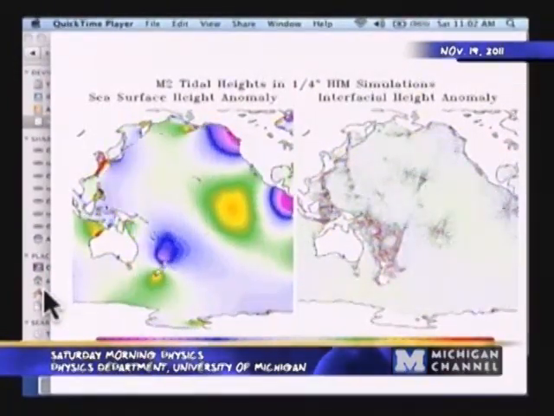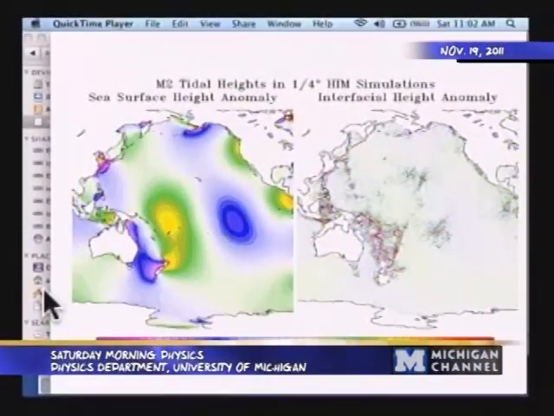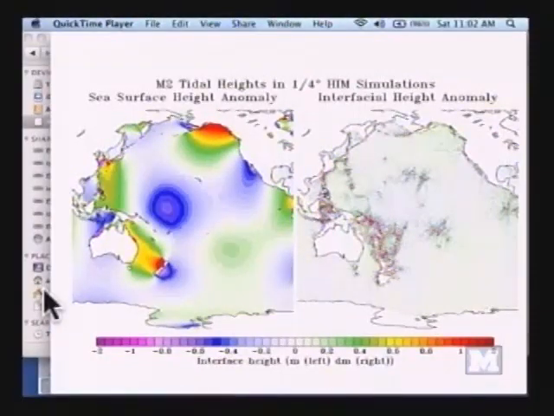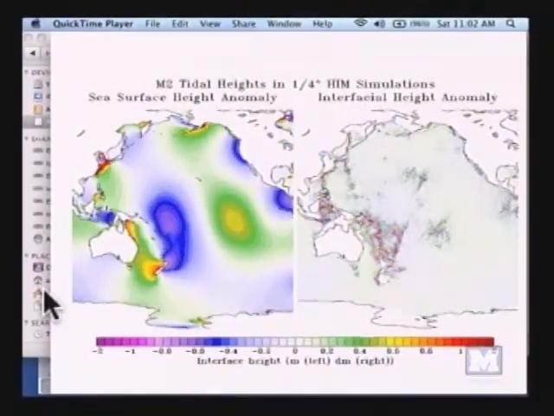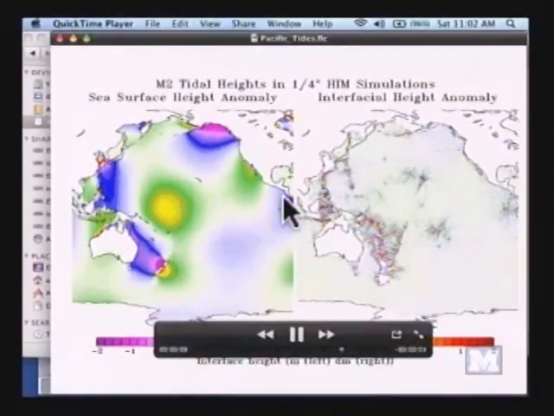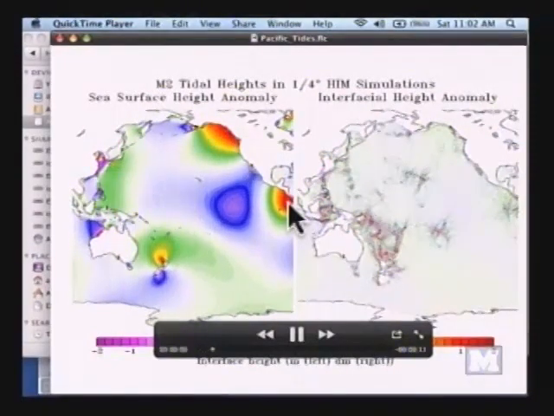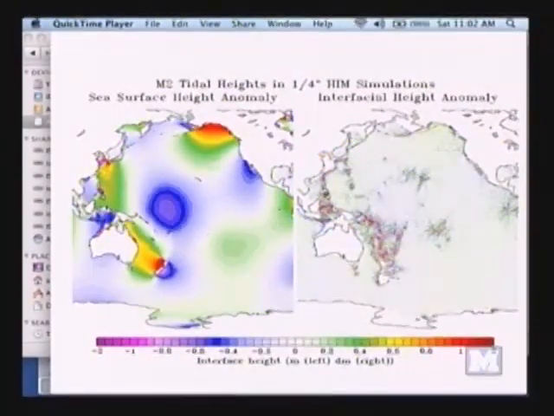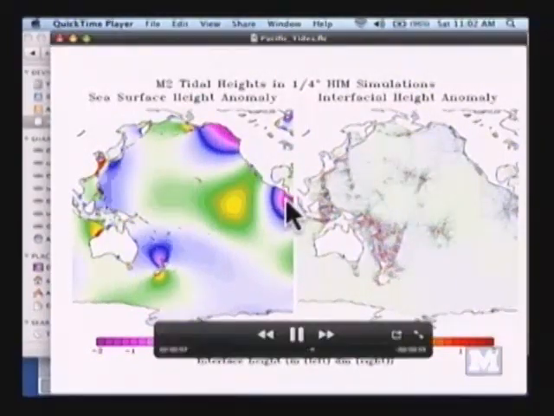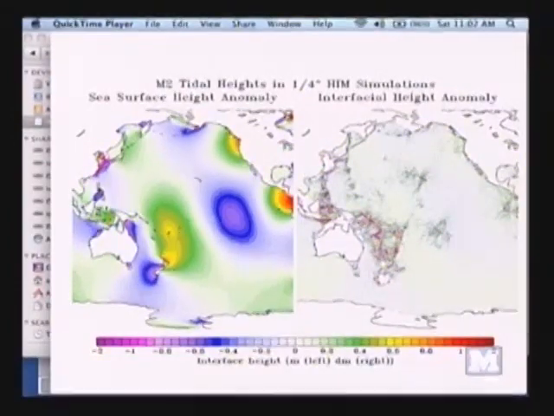First, look at the one on the left. The scale is here, and on the left it's in meters. Low tides are maybe half a meter or a meter low, so that's maybe 3 feet low, and then high tides are in the red. If you look at a spot like the Gulf of Panama, here we have a high tide, and then 6 hours later we have a low tide coming in. There we go. So that's what the tide looks like in sea surface height as it propagates around the world.